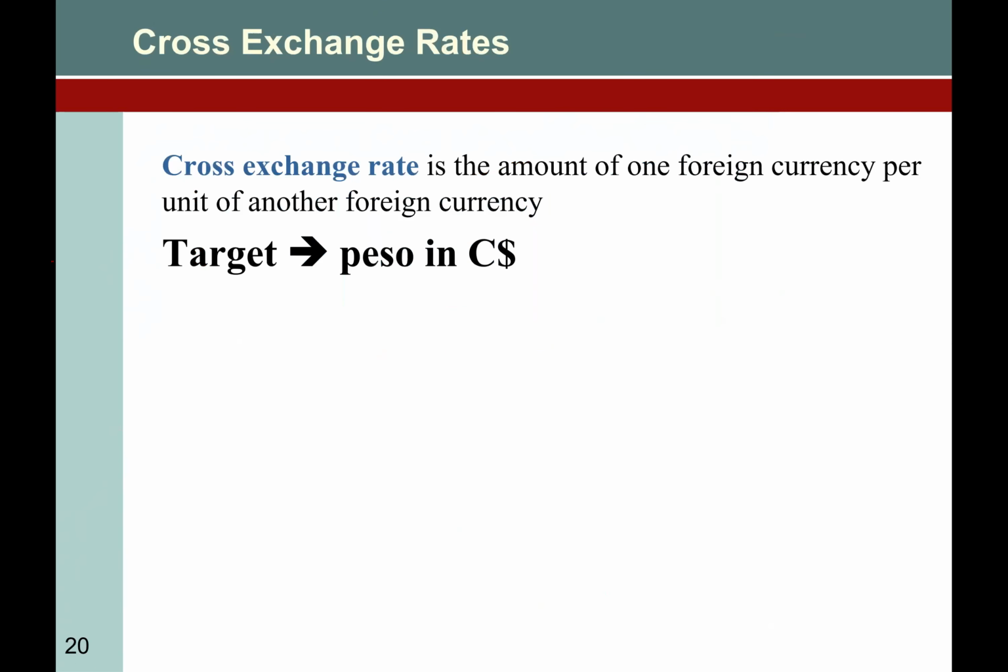And now cross exchange rates. Okay, before going into cross exchange rates, let's take a 10 minute break and then we start from here. If you have any question, you can ask. Okay, no more questions. Let's take a 10 minute break, then we start from here.